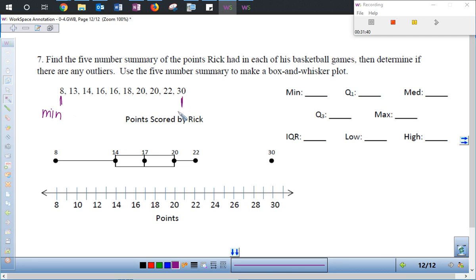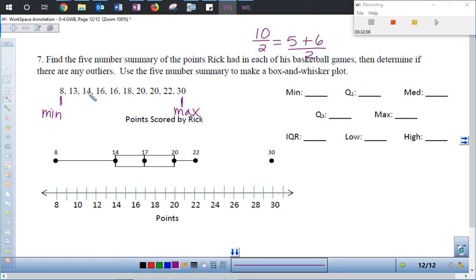Then we can find the maximum because it's the very last one. Now the median was the one in the middle, so we need to determine how many values we have. 1, 2, 3, 4, 5, 6, 7, 8, 9, 10. Now 10 is an even number, so if I divide that by 2, I get 5. Since I get a nice number when I divide that by 2, I need to add the 5th and 6th terms together, and then divide by 2 to get the median.